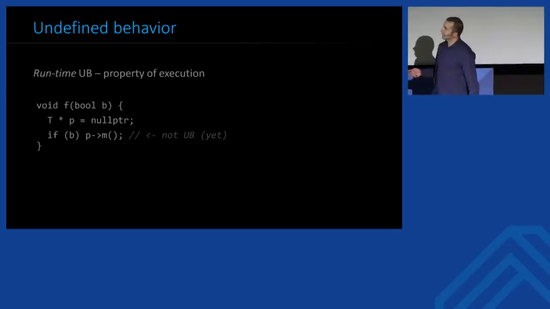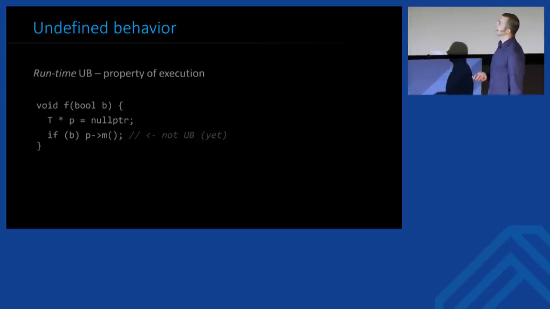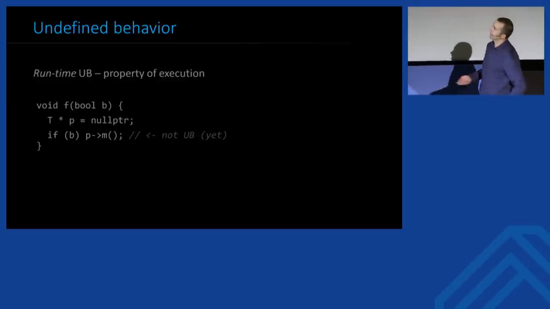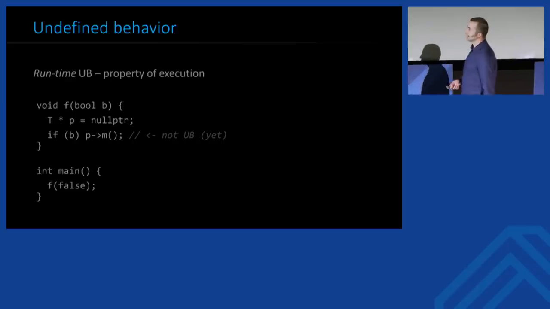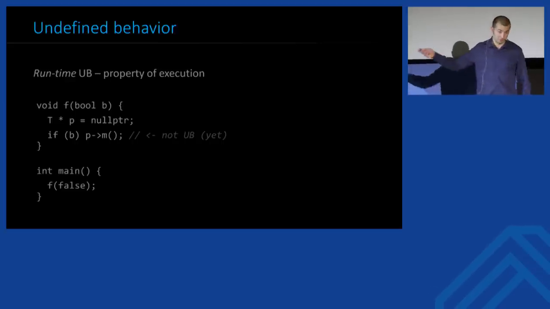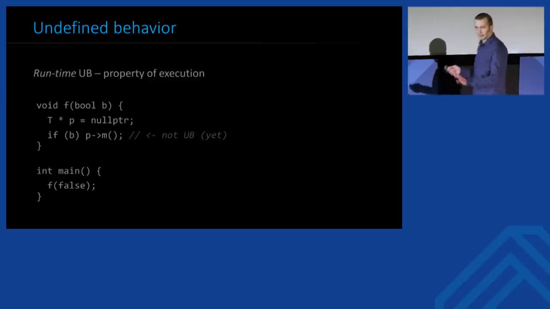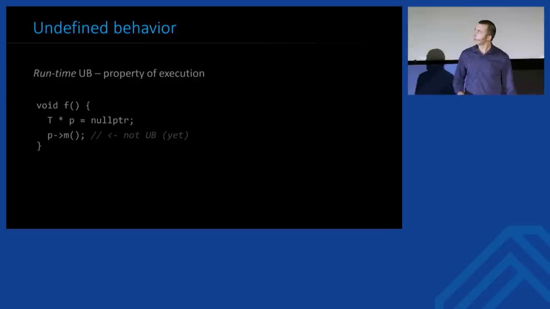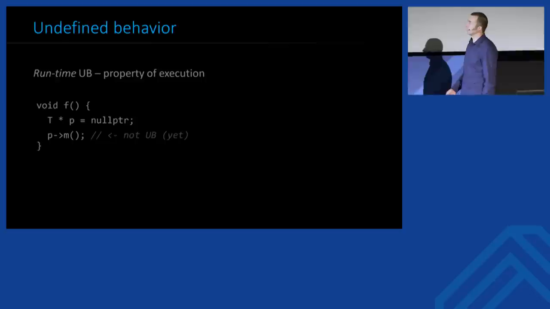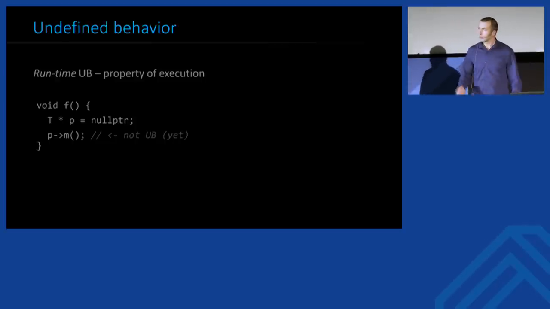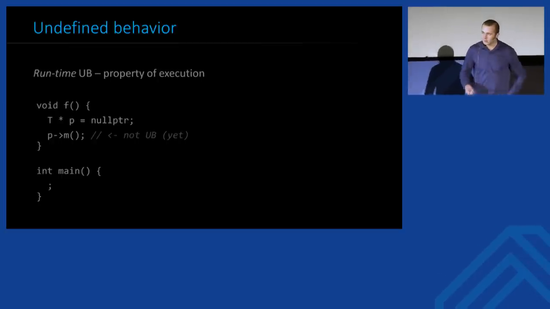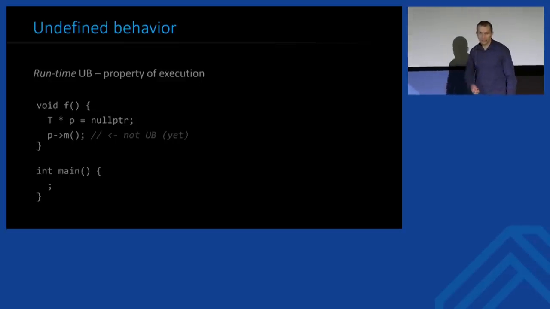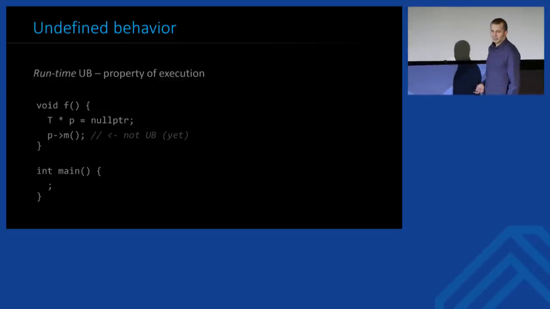Here is a bit different situation. I have a pointer that is always null, that's unquestionable, but I will only read from under it when this condition B is true. There is no undefined behavior here, because it's possible that each time this function is called with value false. So we have no UB, maybe only the potential for creating UB. And similarly here, I'm explicitly creating a null pointer, there is no condition, I'm always dereferencing it, but this is not UB yet, because it's possible that this function is never used. So we get UB only when the execution of the program executes a given instruction with a special unwanted value, and only then. The code is fine, it's just the execution that is wrong.